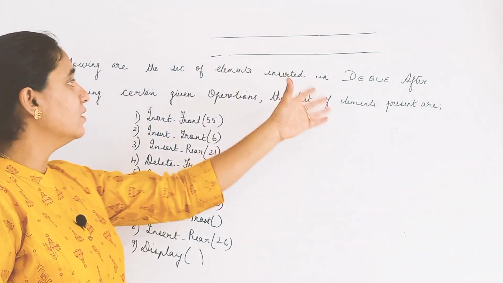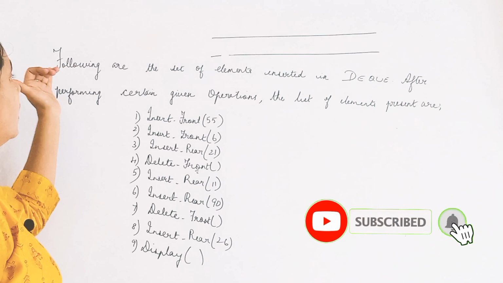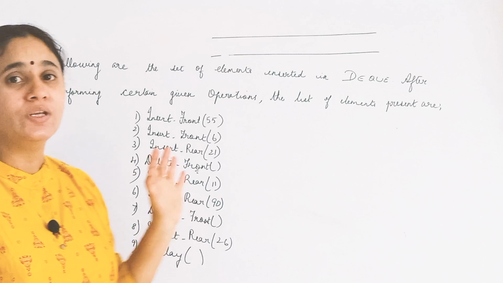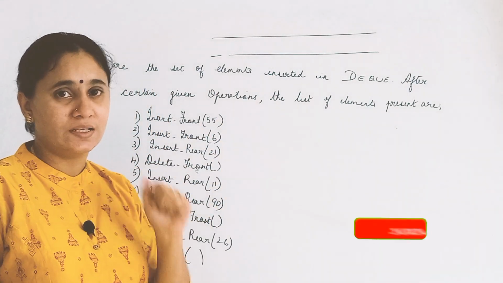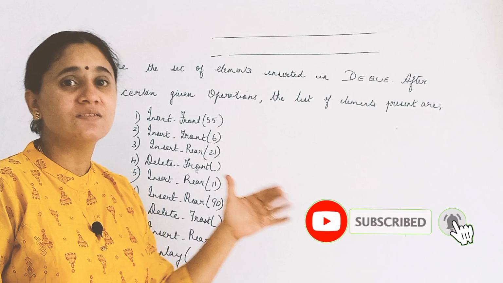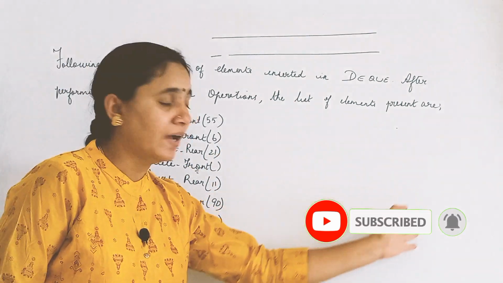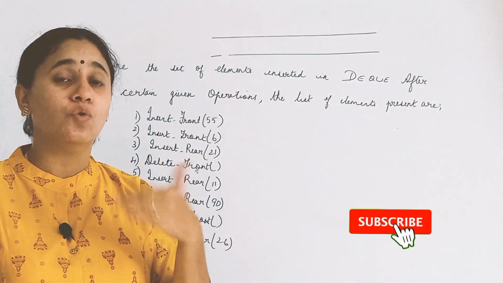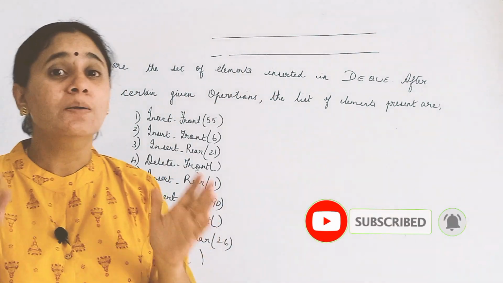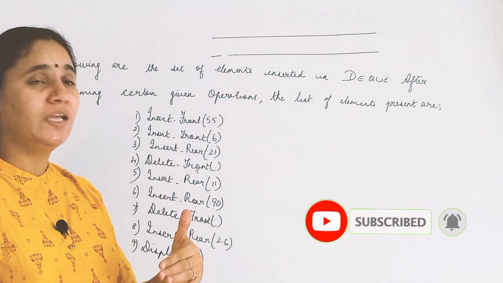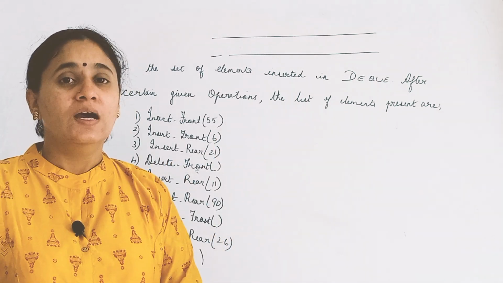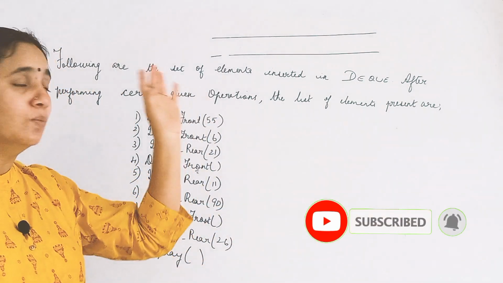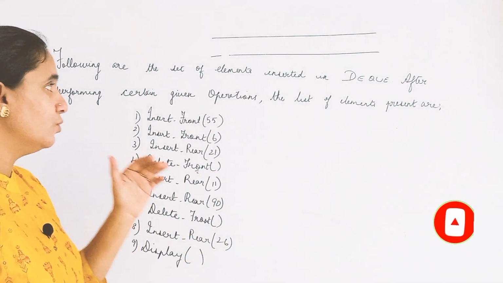So now this is the given question. Read the question. Following is the set of elements inserted in the DQ. These are all the elements that we are going to insert into the DQ data structure. After inserting these elements, what will be the final list of elements present? Before solving this, if anybody didn't watch my previous videos on the DQ data structure, please watch them, right? Then only you will have a clear idea of what a DQ is. So what is a DQ data structure? We are using rear and front pointers for both insertion and deletion. Based on that we are going to solve.